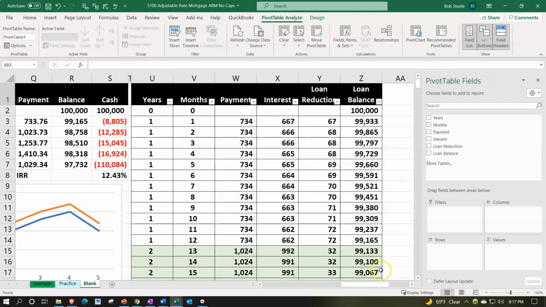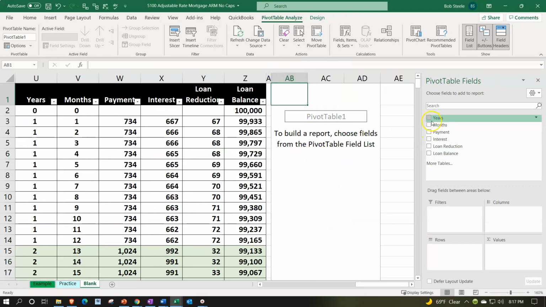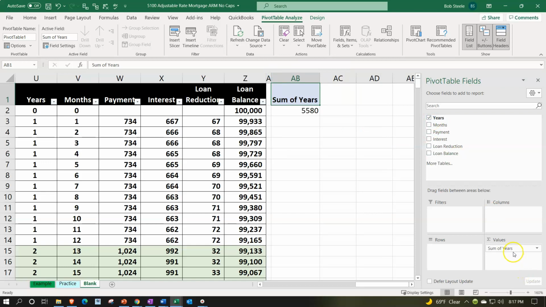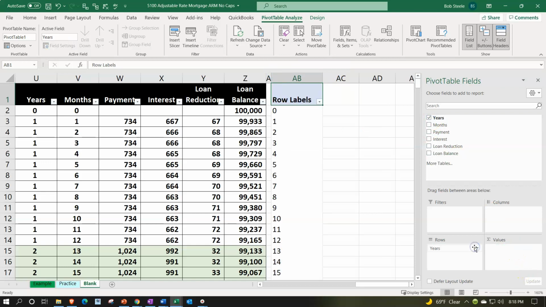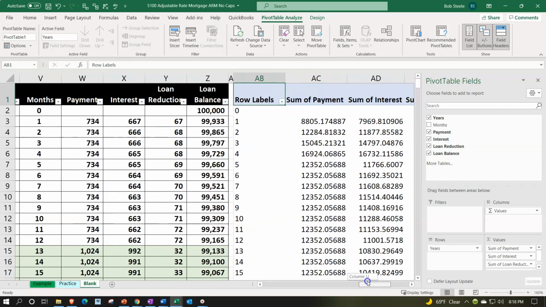So there we have it. I'm going to scroll on over to our information, construct this. I'll make this cell a little bit smaller. We're going to make the years. That's going to go into the values because it's a value. I'm going to drag it over into the rows. So now we got 30 years. Then I'm going to be picking the payment, the interest, the loan reduction, and loan balance. So there we have it.